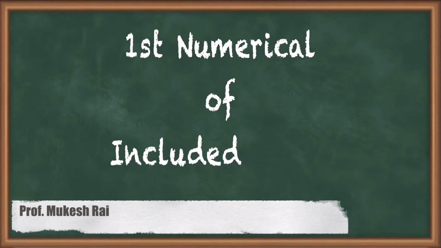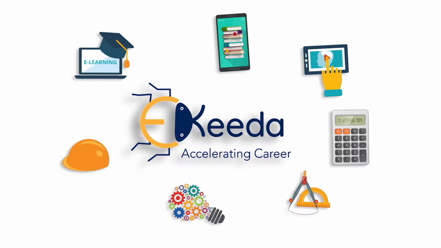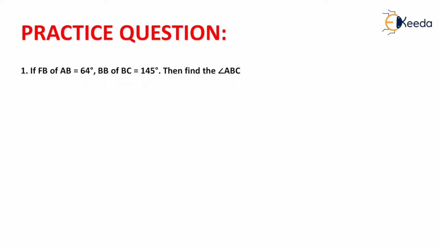Hello students, today we are going to solve the first numerical of included angle. The question is: if the fore bearing of AB is equal to 64 degrees and the back bearing of BC is equal to 145 degrees, then find angle ABC. Now if the fore bearing of AB and the back bearing of BC are given, then we have to determine the angle ABC, that is the included angle.